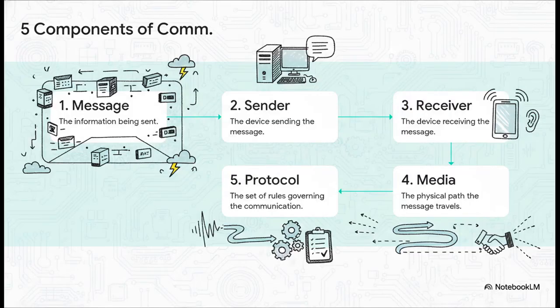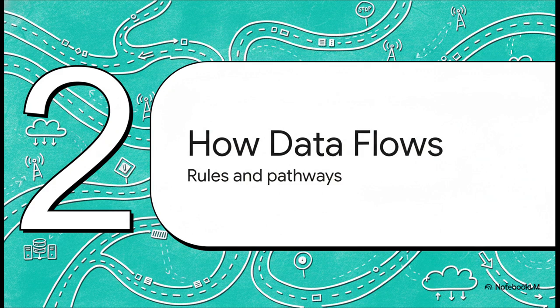Now, for any of this to actually work, you need all 5 of these things. You've got the what, that's the message. You've got the who, the sender and the receiver, and you have the how, the media it travels on. But honestly, the most important piece here might just be the protocol. Think of it like a shared language. Without that set of rules that everyone agrees on, all you're sending back and forth is just digital noise. Okay, so we've got our 5 essential ingredients.